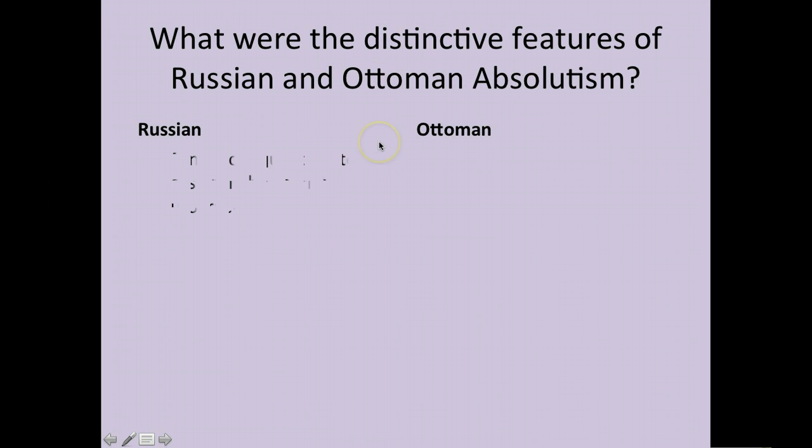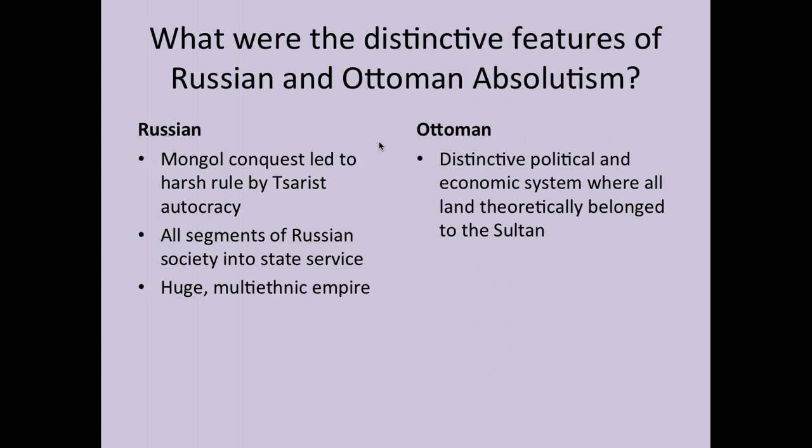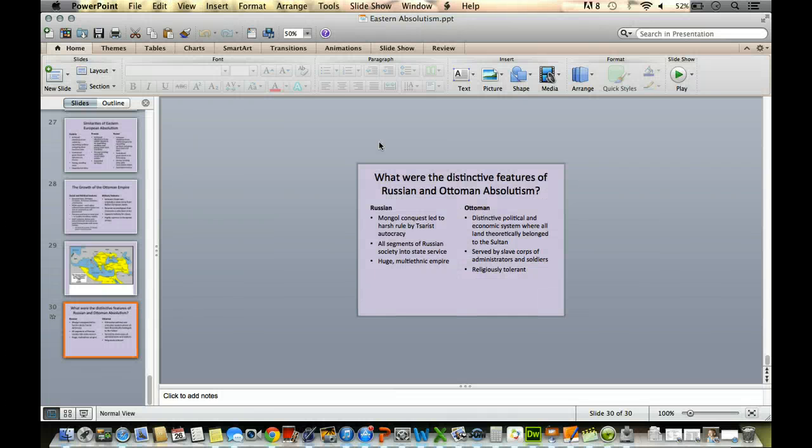Boom. Well, in Russia, we have Mongol conquest that led to harsh rule by Tsarist autocracy. All segments of Russian society were drawn into state service. Huge multi-ethnic empire, just like the Ottomans. And then they had a distinctive political and economic system, the Millet system, where all land theoretically belonged to the Sultan, but they still had self-rule of these various territories, because obviously it was huge. You just saw that map. And it was served by a slave corps of administrators and soldiers, and highly religiously tolerant.